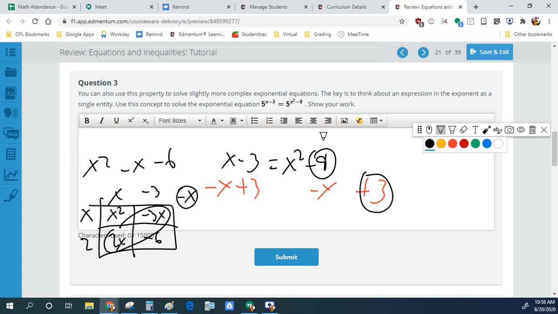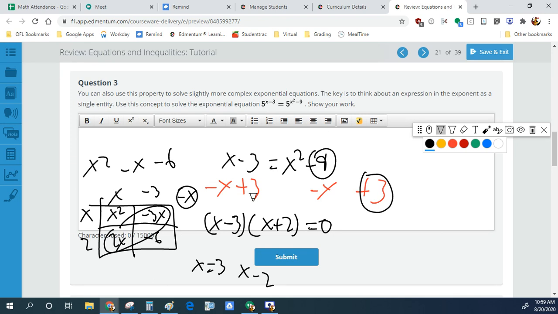So what's happening here is I have x minus 3, x plus 2, and this is all equal to 0 because I moved everything over, so it's equal to 0. So then my answer is x is positive 3, x minus 3.